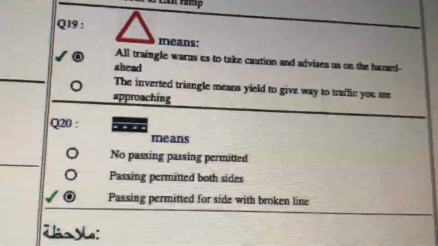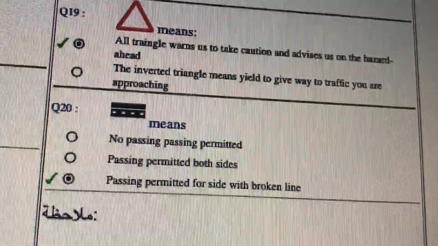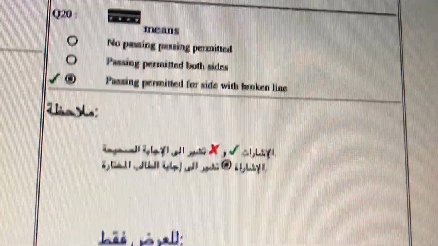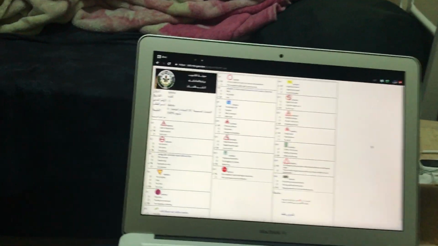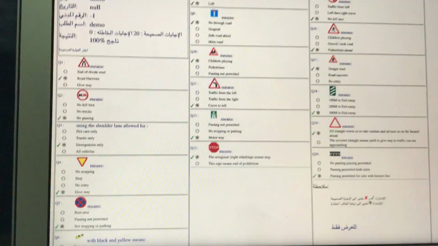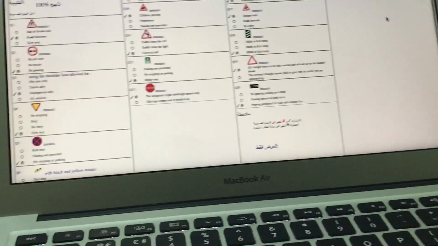Okay, and the 20th question was passing permitted for side with broken line, and here they are saying something in Arabic. I could not read it. Okay, I can read and write Arabic, but I could not tell you what is the correct answer, what exactly is written, because I don't know the translation of Arabic.